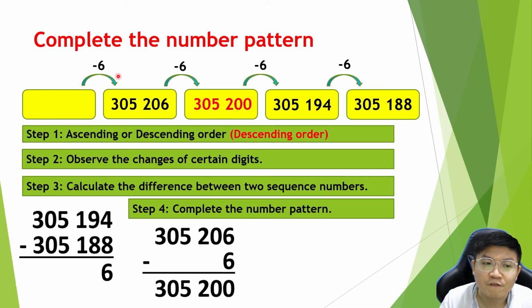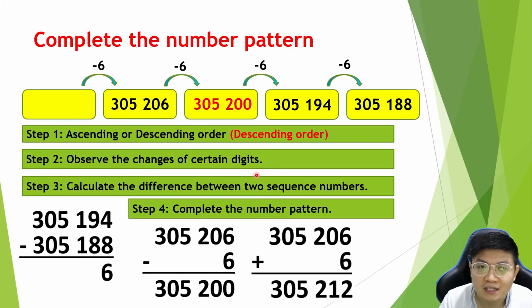But how do you get the first slot? Now, instead of minus, we are doing plus this time. Why? Because you are reversing the arrow, right? Instead of going forward like this, you are actually going backwards. You reverse back here. Now, when you are doing reverse, actually you plus it. You plus the difference, right? You plus 6 and you get 305,212. So there you go. I already completed all the number pattern. It's simple as that.